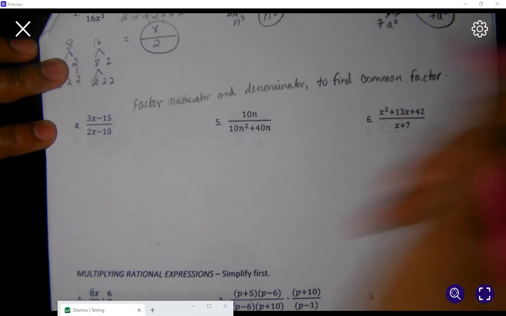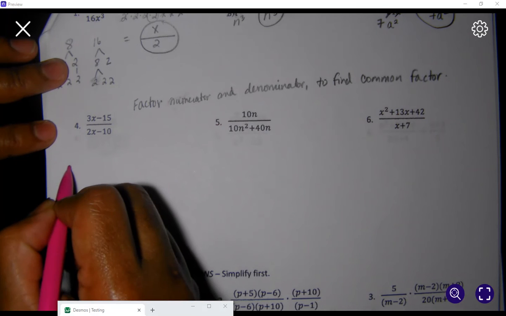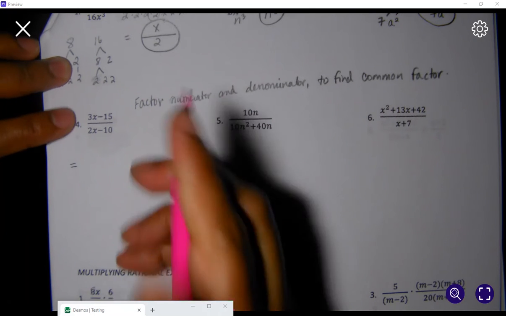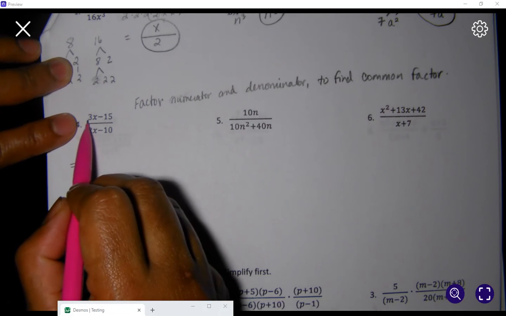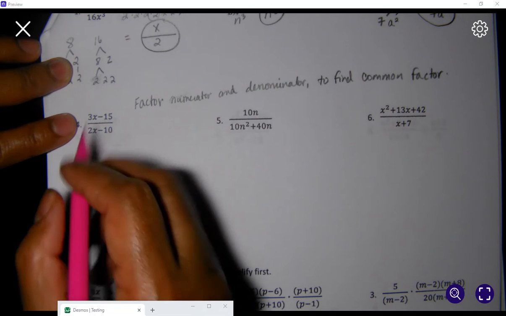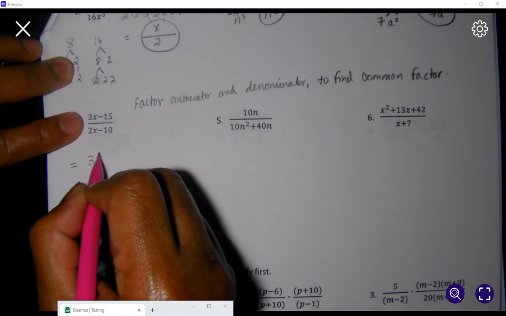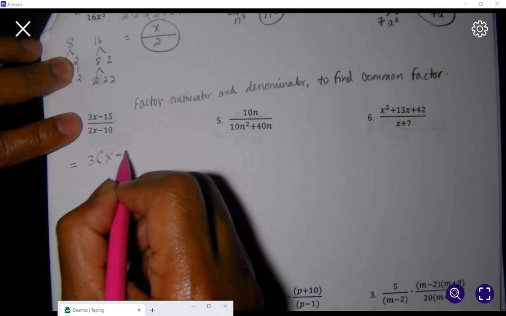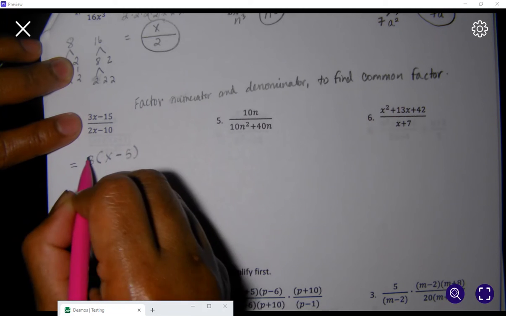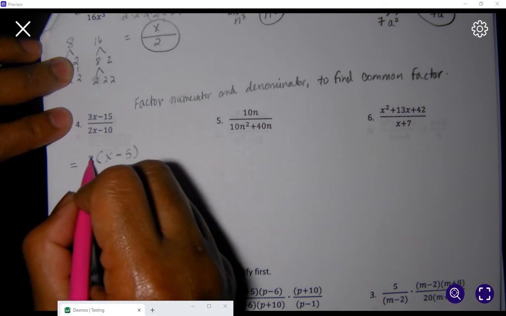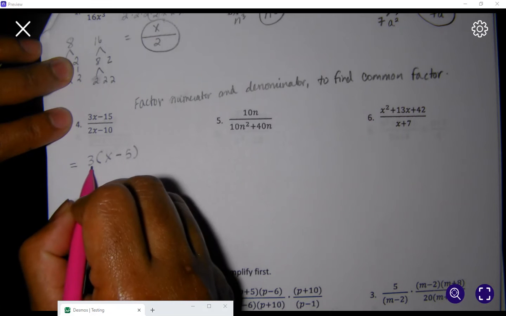Okay, and this is what it looks like. So in the numerator here, I can go ahead and factor out a 3, because 3 goes into 3 once and 3 goes into 15 5 times. So I can factor out a 3, because 3 times x is 3x, and then 3 times negative 5 is negative 15.